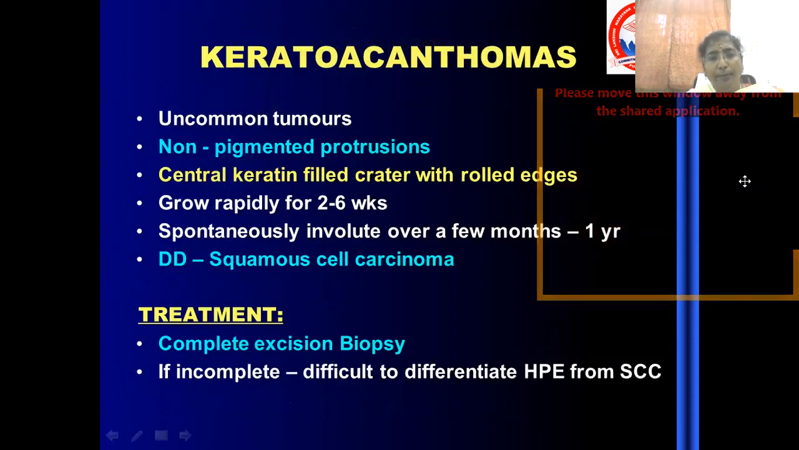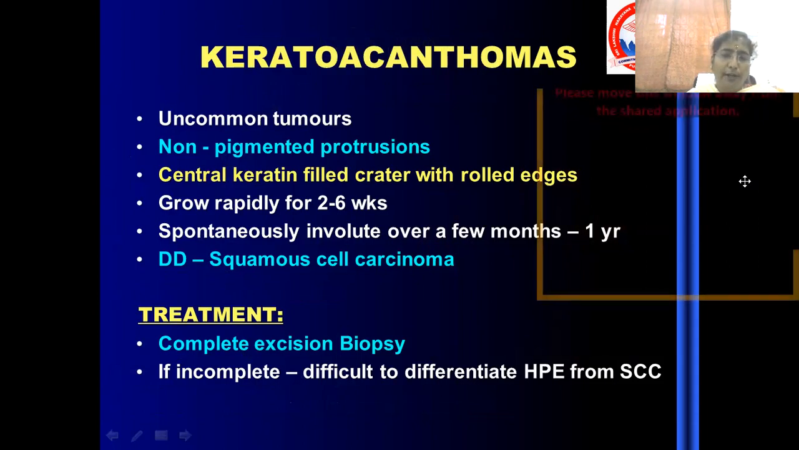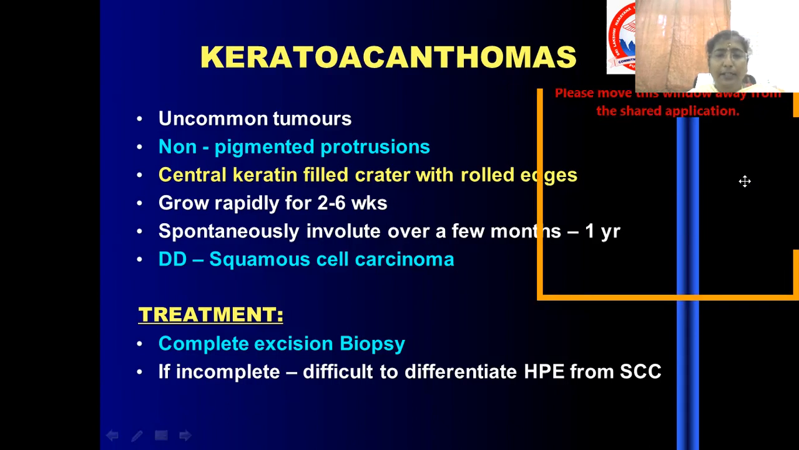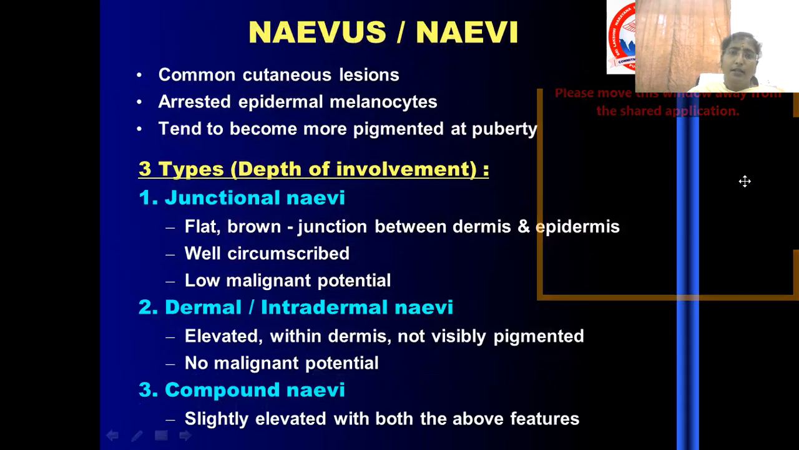Keratoacanthomas, it is an uncommon tumor, a non-pigmented protrusion with a central keratin-filled crater with rolled edges, grows rapidly for 2 to 6 weeks, and spontaneously involutes over a few months or 1 year. Usually the differential diagnosis is squamous cell carcinoma. So treatment is complete excision biopsy. If incomplete, it is difficult to differentiate HPE from squamous cell carcinoma. Keratoacanthoma has lesions above the surface epithelium, a central keratin-filled crater, and chronic inflammatory cellular infiltration of the dermis.